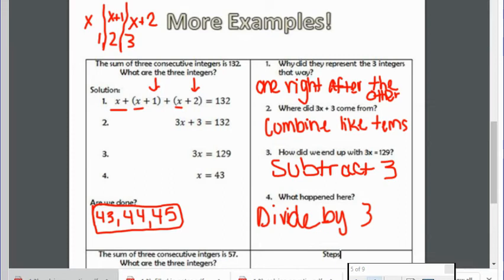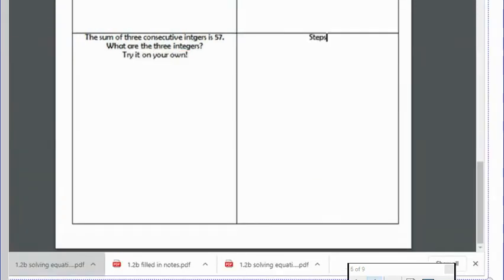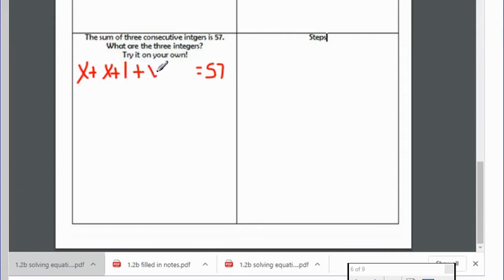So when you're done writing that, we're going to move on to the next one. The sum of 3 consecutive integers is 57. So that tells me it's going to equal 57. The sum means we're adding them up, and we have 3 consecutive integers. It never tells us what those numbers are, so we know the first one we're going to represent with an x. The second one would be x plus 1, and the third one would be x plus 2.